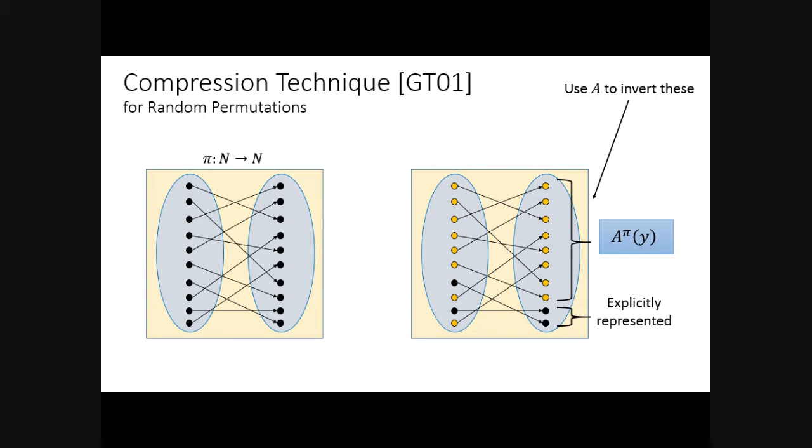Because we could use A to recover, to invert the other points. So look at how much we compress this permutation. We now need only to represent a small number of points, and we could use the adversary to invert the rest. So we compressed the permutation by a lot. And this shows that we can represent the permutation using a small number of bits, therefore only a small number of permutations are good for the adversary.